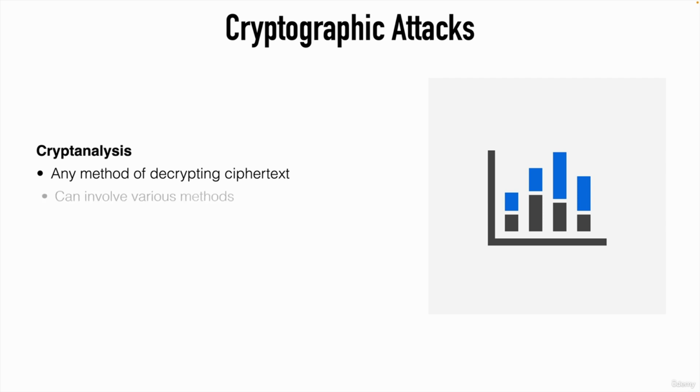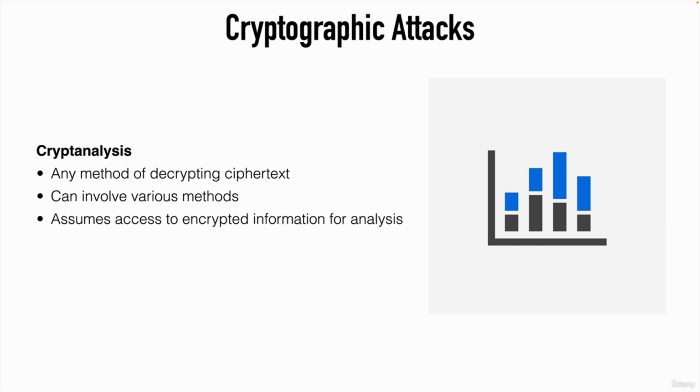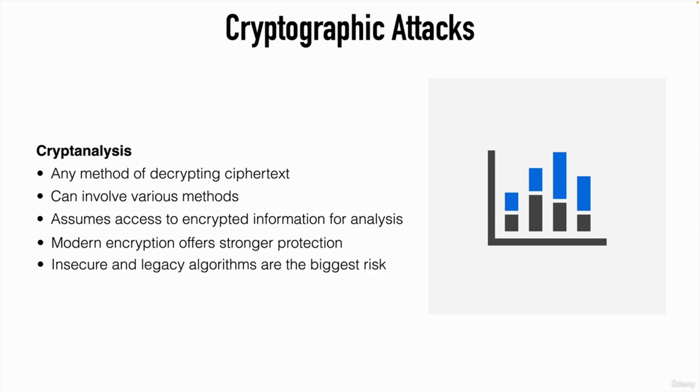This can involve various methods in order to try and understand and interpret the data, and the assumption is that someone has been able to obtain our encrypted information in some way in order to have the ability to analyze the cryptography. It should be noted that as our encryption standards have evolved into stronger algorithms, as long as we use these modern and stronger protections, this has become increasingly difficult. The main danger for us here is using legacy or insecure cryptography.